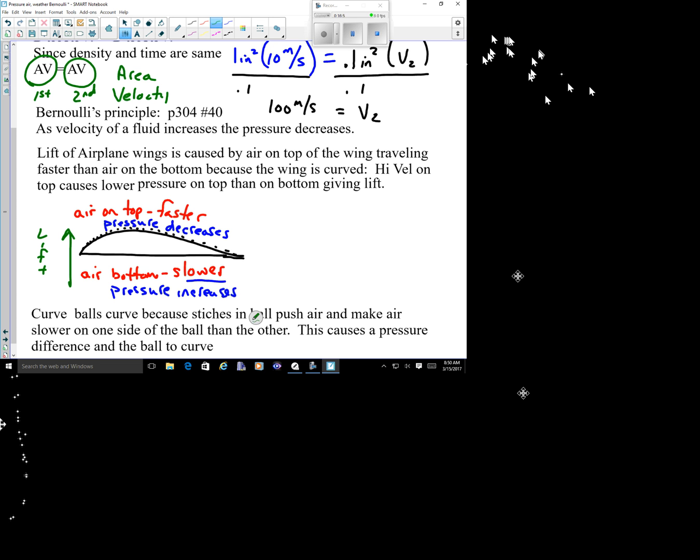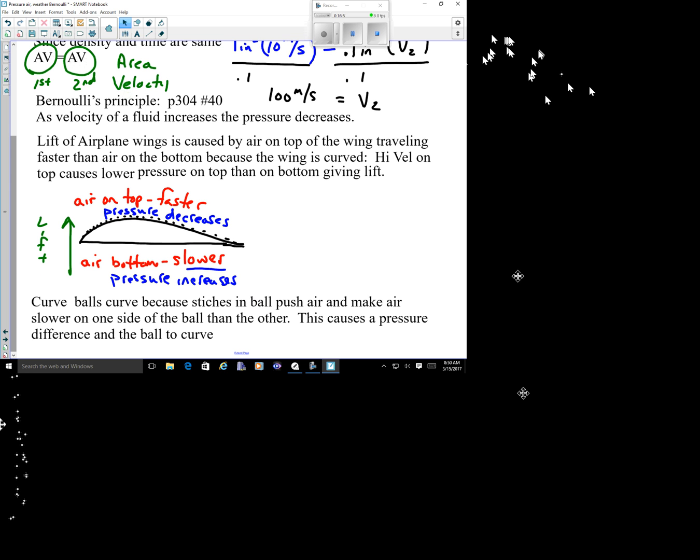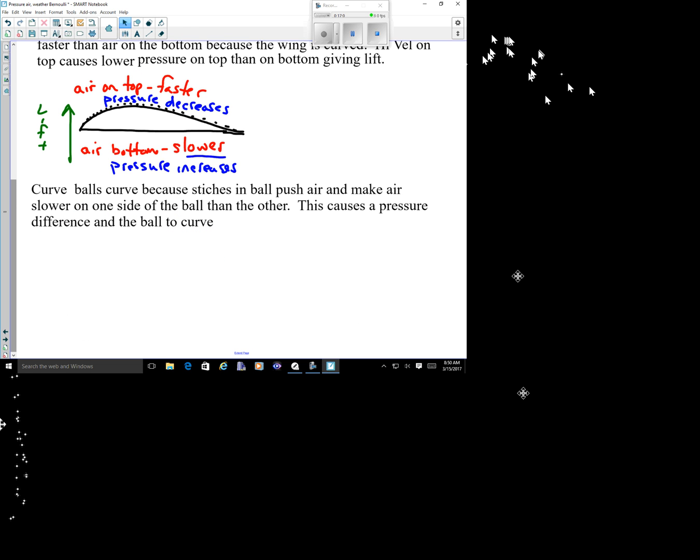Okay, let's go to curveballs. All you baseball fans out there, discuss how curveballs curve. I'm drawing me a nice little baseball here. And the baseball has threads in it like so. And when a pitcher throws a curveball or a sinker or whatever, he actually rotates or spins the ball. We'll actually do this in class. Okay?